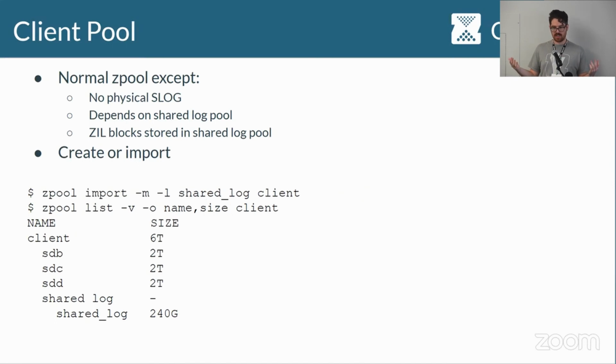And import looks very similar. You have to import with the -L flag as well, and you also need to provide -M to tell it that you're discarding your existing logs. You won't be keeping that data around because your ZILs are now stored on the shared log pool. That's not a problem in normal operation, because if you did a clean export with your file systems mounted, all your ZIL chains will be empty and nothing will be lost. So you just need to make sure to do that before doing the import to make it use a shared log pool.